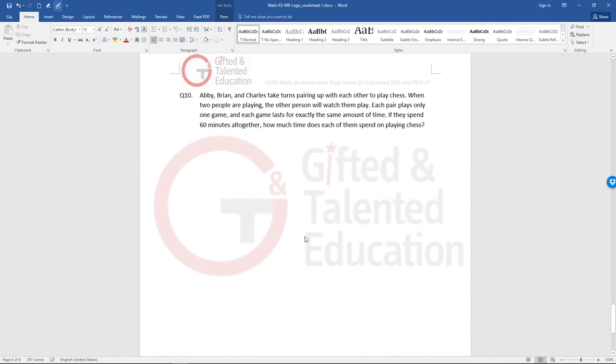Question 10. Abby, Brian, and Charles take turns pairing up with each other to play chess. When 2 people are playing, the other person will watch them play. Each pair plays only 1 game, and each game lasts for exactly the same amount of time. If they spend 60 minutes together, how much time does each of them spend on playing the chess?